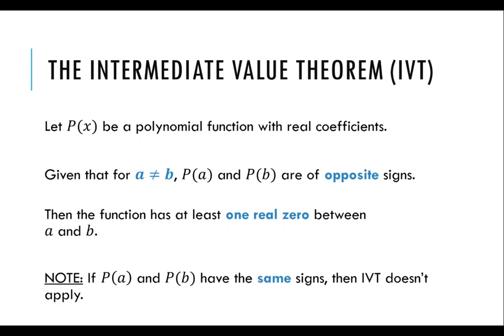One more note is that if you try this stuff and you get p of a and p of b having the same sign, then the intermediate value theorem just doesn't work here at all. You can't say anything. So just watch out for that.